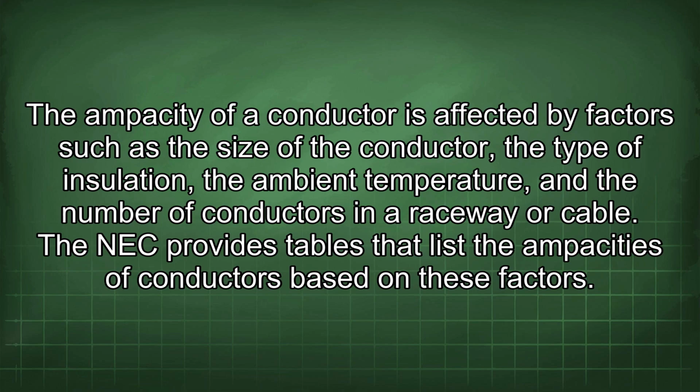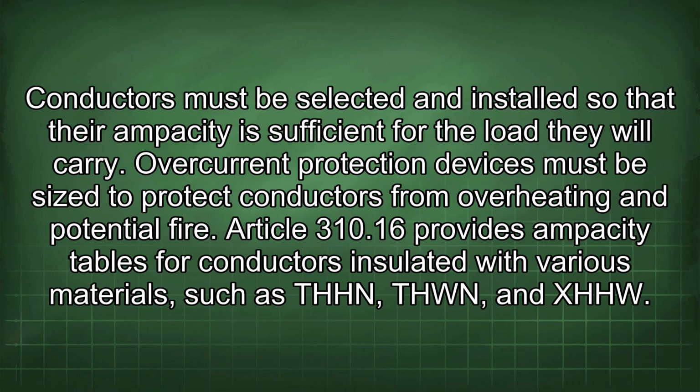The ampacity of a conductor is affected by factors such as the size of the conductor, the type of insulation, the ambient temperature, and the number of conductors in a raceway or cable. The NEC provides tables that list the ampacities of conductors based on these factors. Conductors must be selected and installed so that their ampacity is sufficient for the load they will carry. Overcurrent protection devices must be sized to protect conductors from overheating and potential fire.